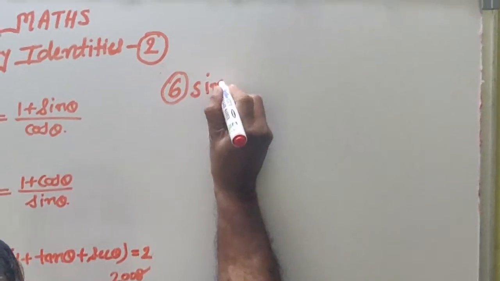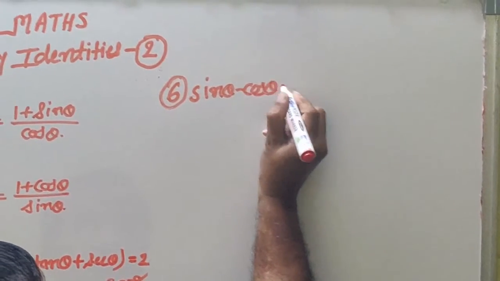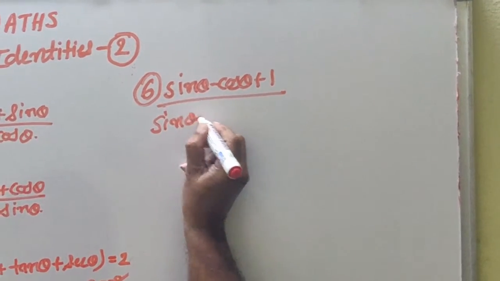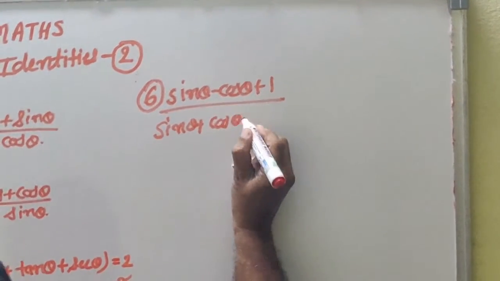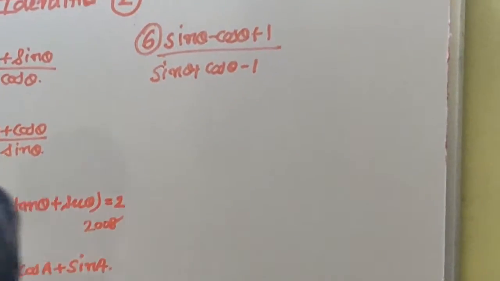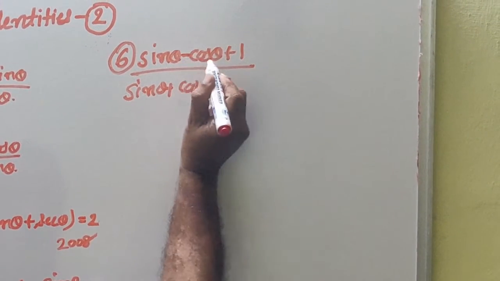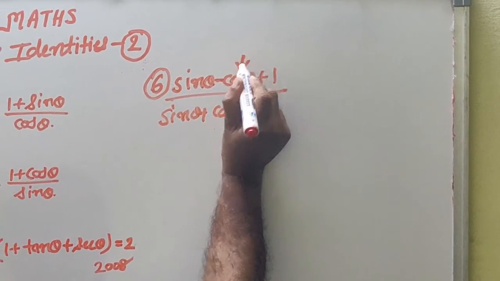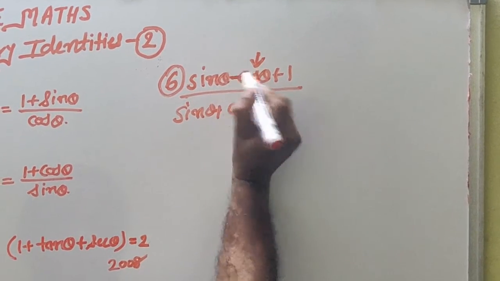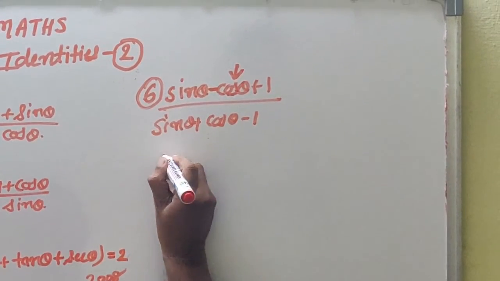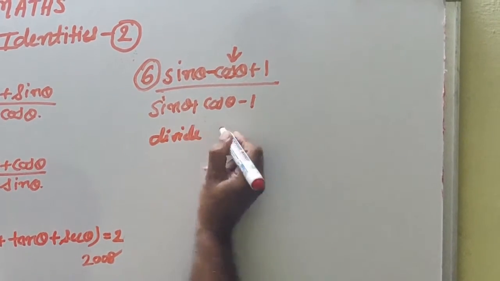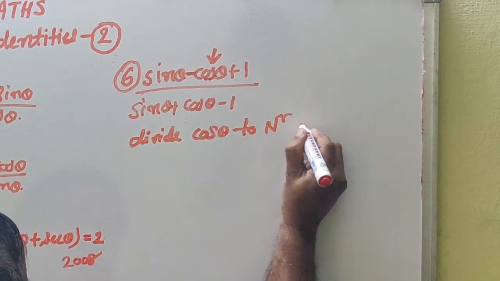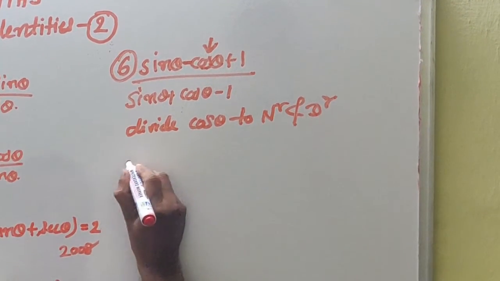Sin theta minus cos theta plus 1 is given, and in the denominator sin theta plus cos theta minus 1 is given. Now in this type of problem, I divide the whole term, numerator and denominator, by a term. The term which is negative in the numerator must be divided into each term. So I will divide numerator and denominator by cos theta.